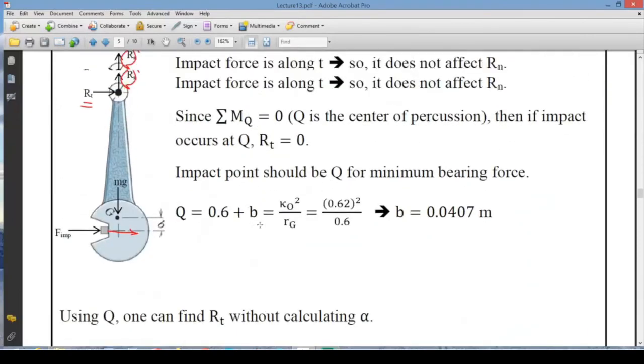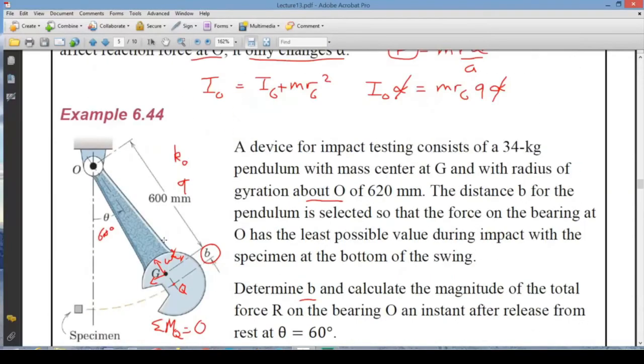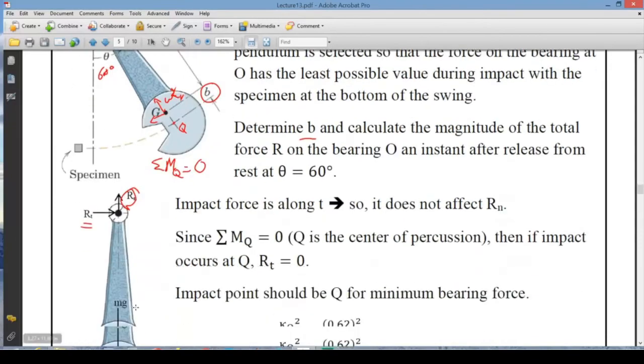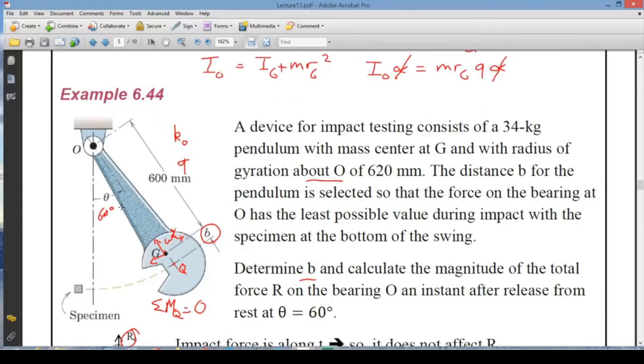Kappa is given to us, Rg is given to us, and then Q, we know that it's 600 millimeters or 0.6 meters plus B distance away, so B can be found easily from this equation. Now the next part is about the calculation of the reaction forces at this instant, not at the instant where it hits the specimen, just after the release.